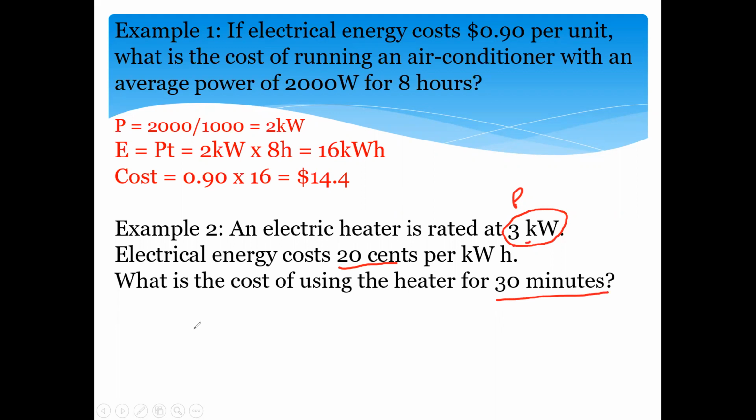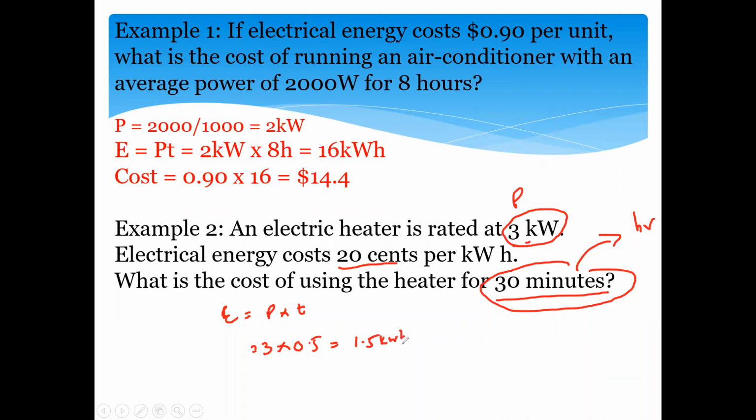Whenever we are finding the energy to get the unit, it should always be in kilowatt hour. So energy consumed is power multiplied by time. Power is in kilowatt, that is given, but the time here is given in minutes, so we should convert it into hours because we want kilowatt hour. So 30 minutes means half hour. So it will be 3 into 0.5, which equals 1.5 kilowatt hour.